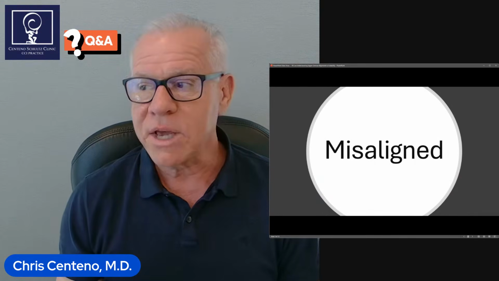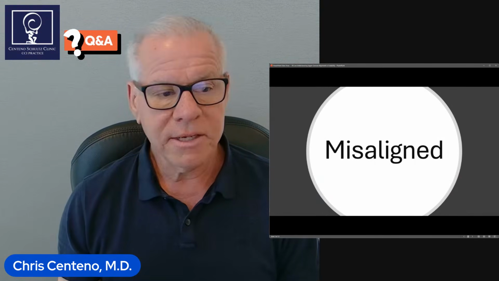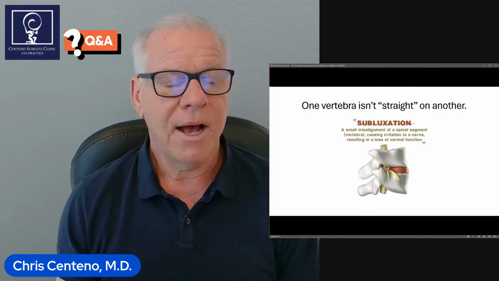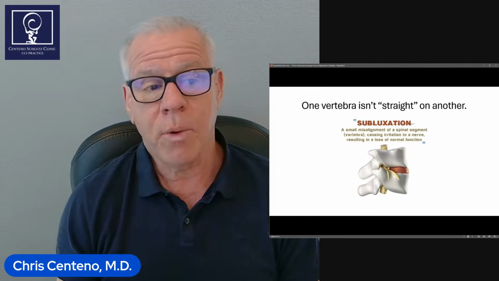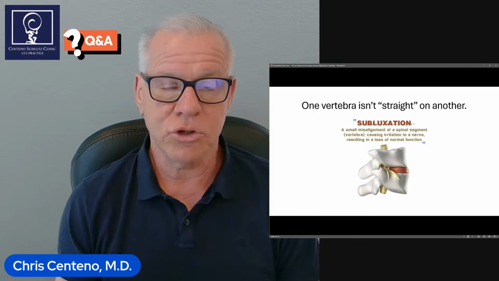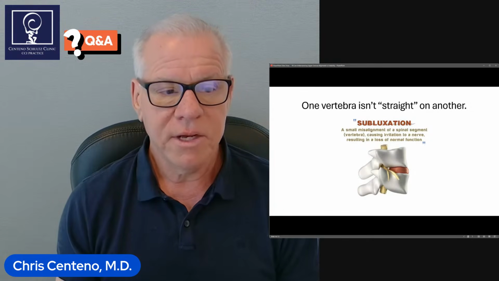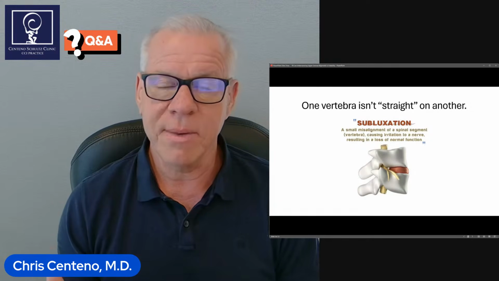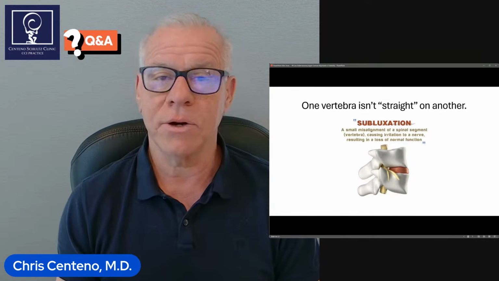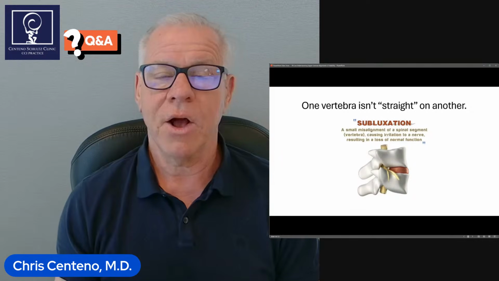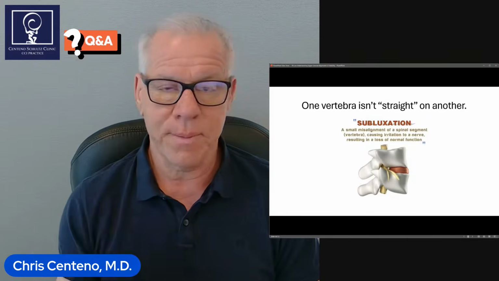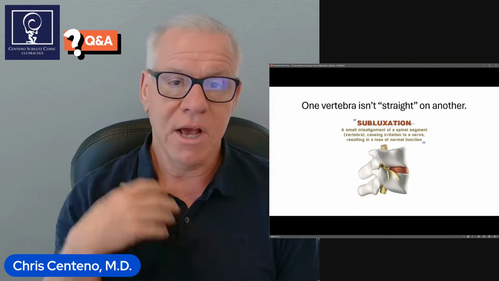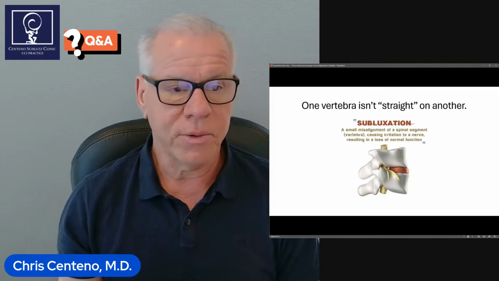So getting a little deeper into misaligned, again, it's really pretty simple. One vertebra simply isn't straight on another. So it's a small misalignment that can cause nerve irritation, that can cause bad position sense information in the upper neck to come in from those upper neck facet joints, etc.